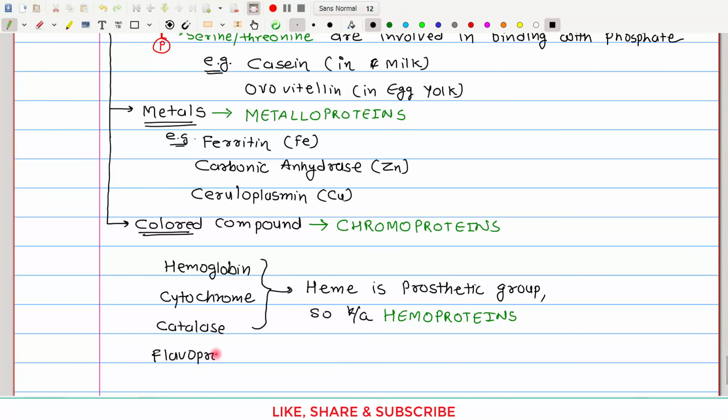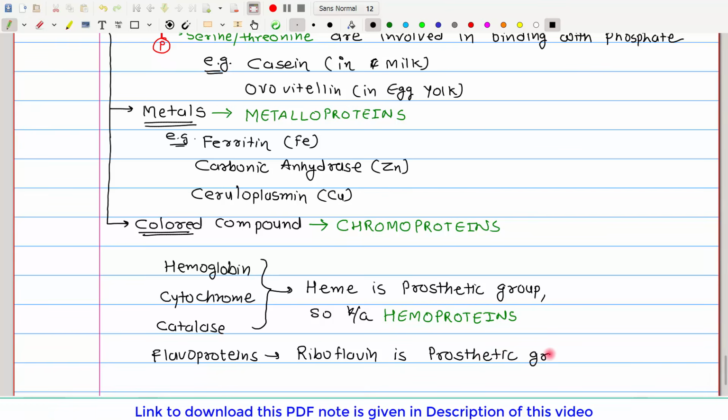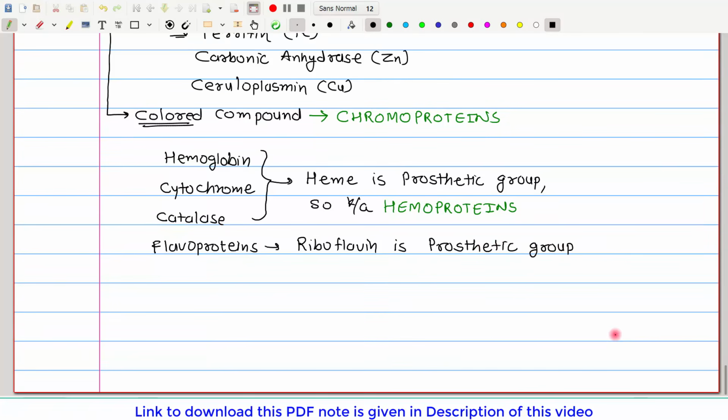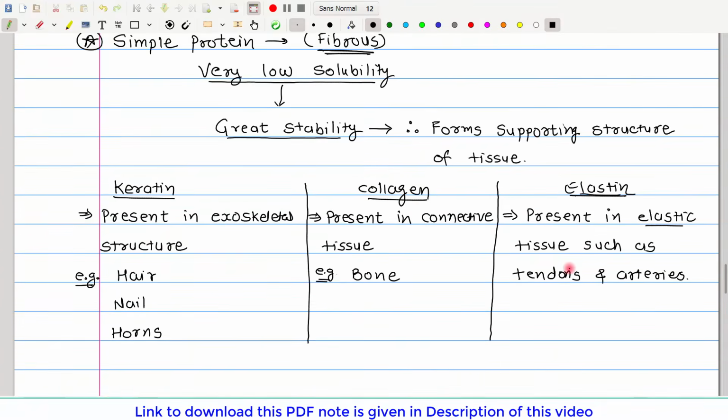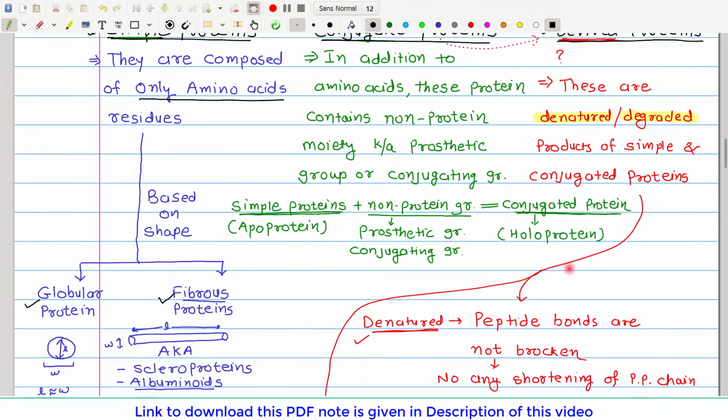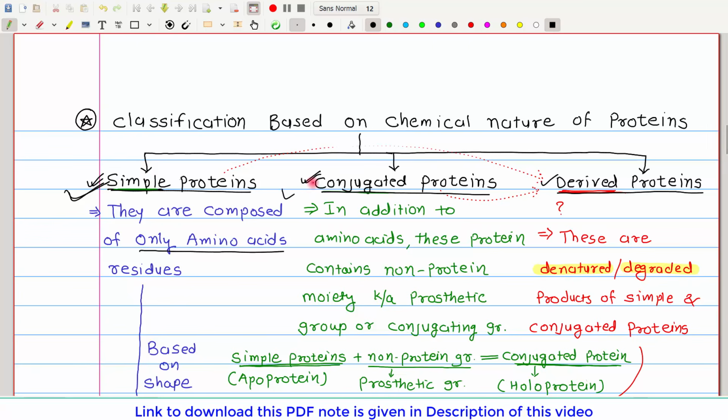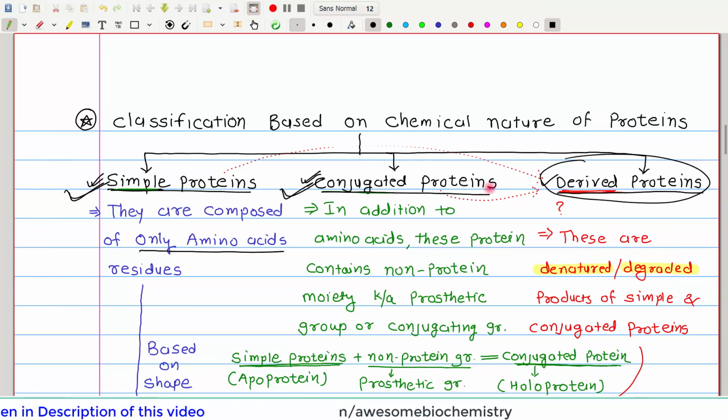Then we have certain flavoproteins where riboflavin is a prosthetic group. And the third one is visual purple. In this visual purple, carotenoid is a prosthetic group, right? So with this, I complete the examples of simple proteins and conjugated proteins. The examples and discussion about the derived proteins, I will cover in the next video.